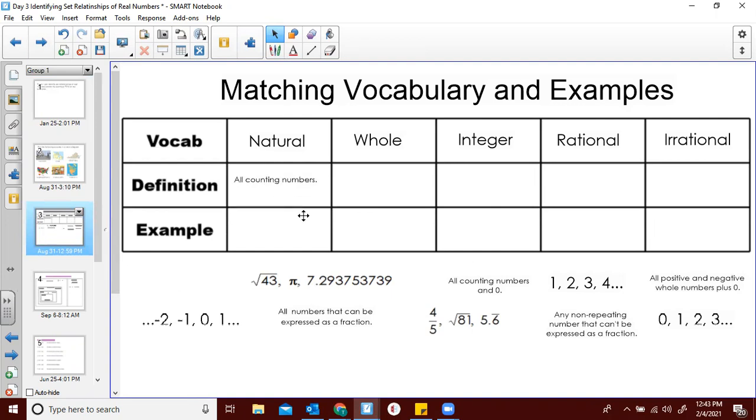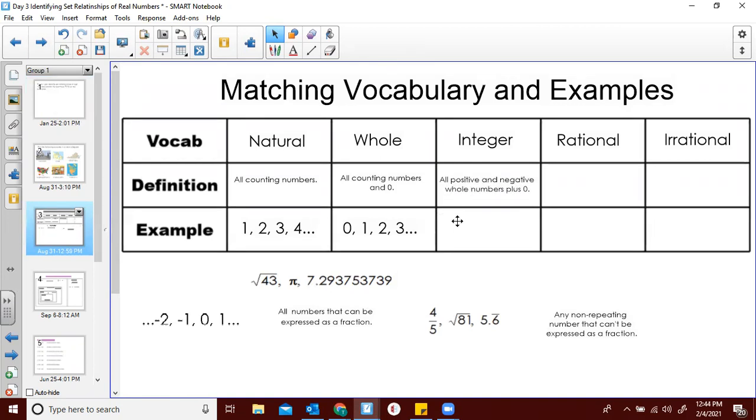all of our counting numbers, and that's going to start with 1, 2, 3, 4, and so forth. Our whole numbers is all counting numbers, including 0. So here you can see we just took our natural numbers or our counting numbers and added 0 to that. Integers are going to be all positive and negative whole numbers, including 0. So here you can see we just include our negatives.